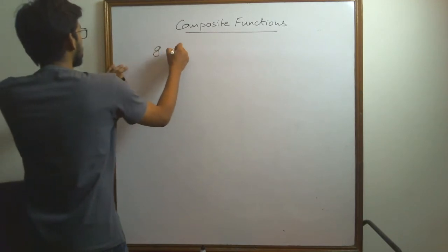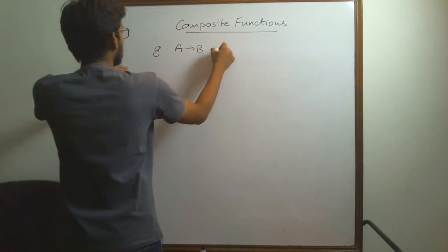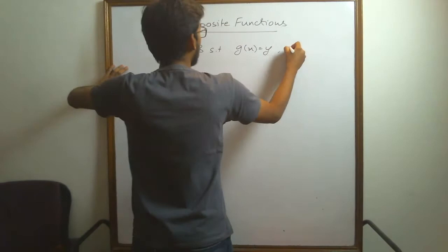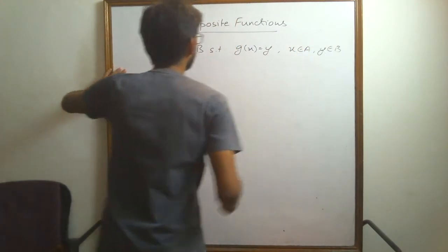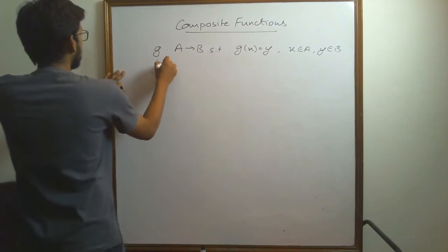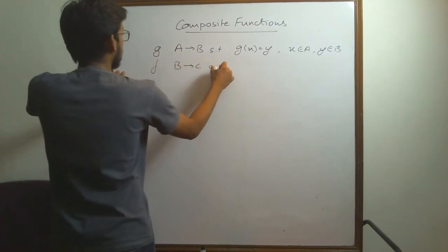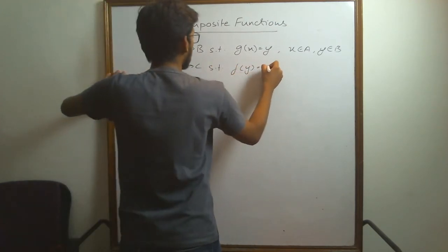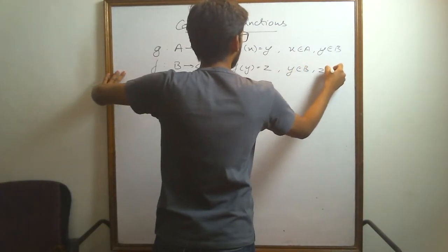Let me define a function g from the set A to set B such that g of x is equal to y, where x is an element of A and y is an element of set B. Then I define a function f from set B to set C such that f of y is equal to z, where y is an element of B and z is an element of C.